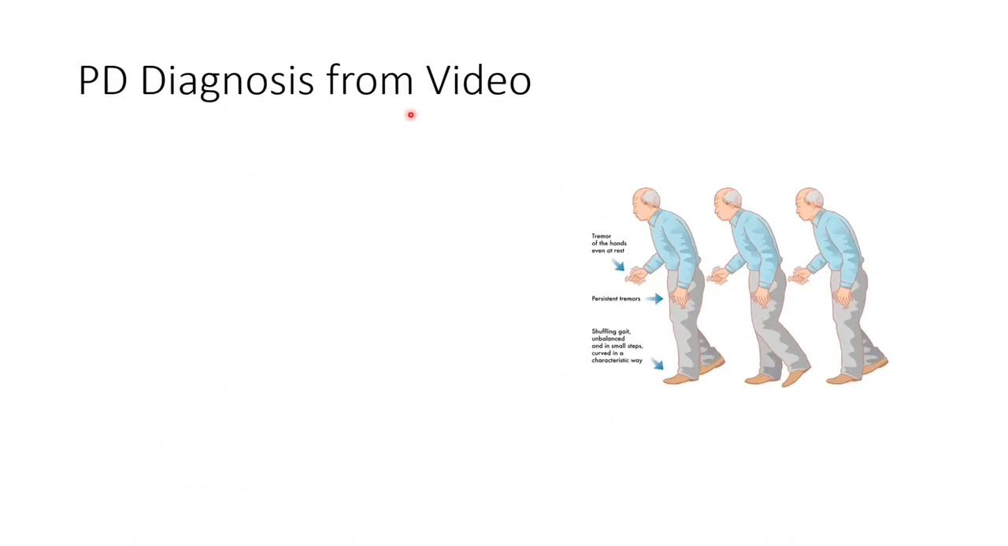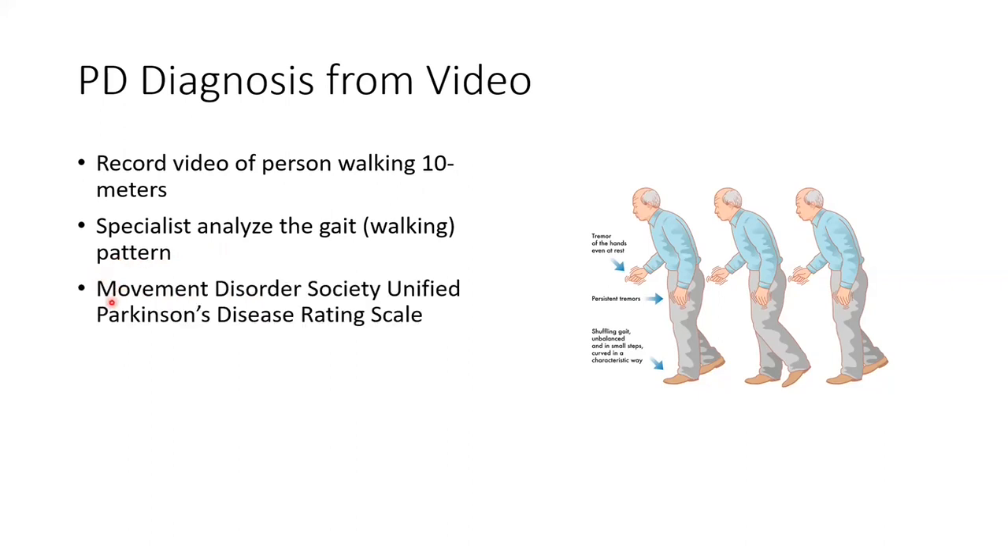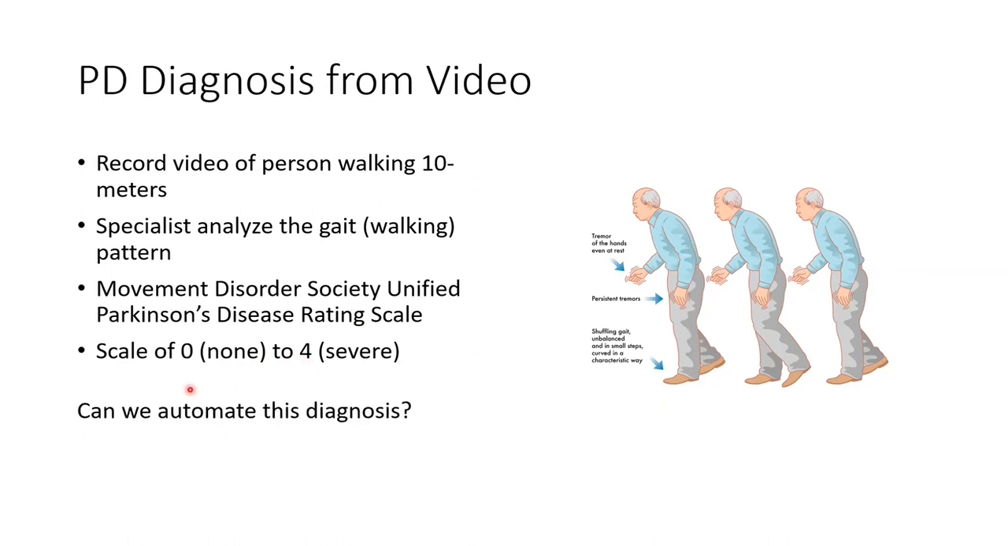So, diagnosis of PD from video: a person just needs to walk about 10 meters in front of a camera, and a specialist looks at the walking pattern, and based on this, classifies the severity of the disease on a scale, the Movement Disorder Society Unified Parkinson's Disease Rating Scale. It is generally from 0 to 4, where 0 means none and 4 means severe. So now the question is, can we automate this diagnosis?